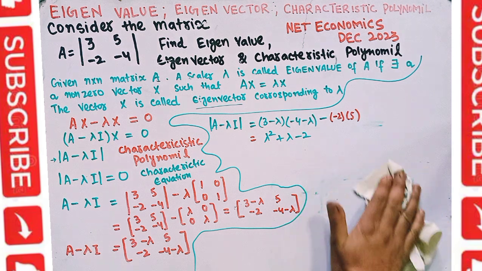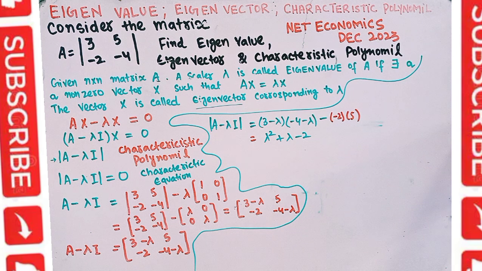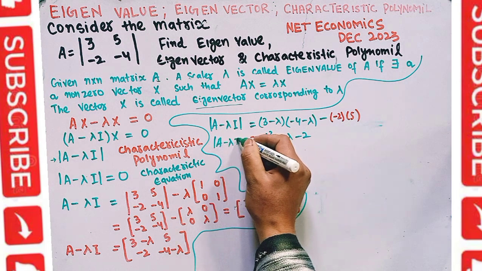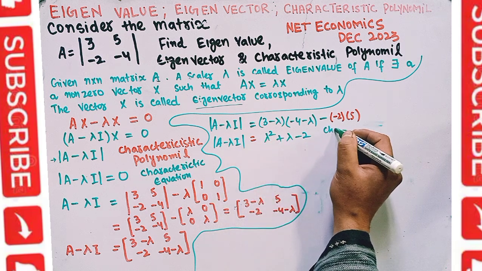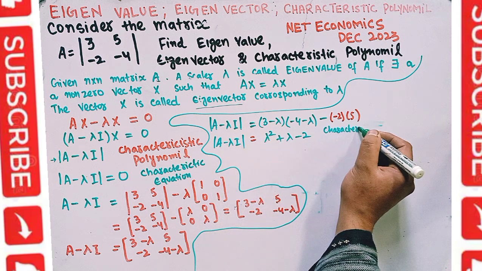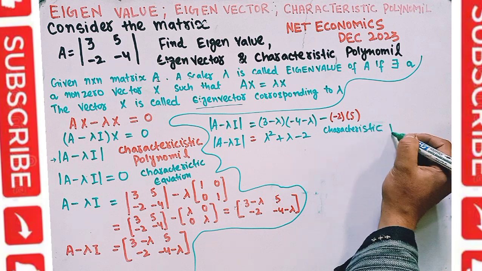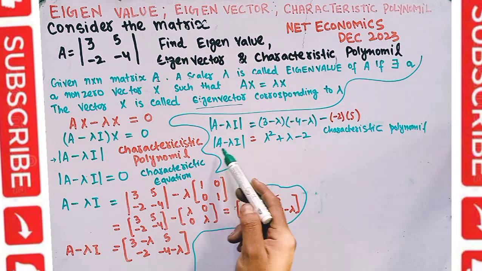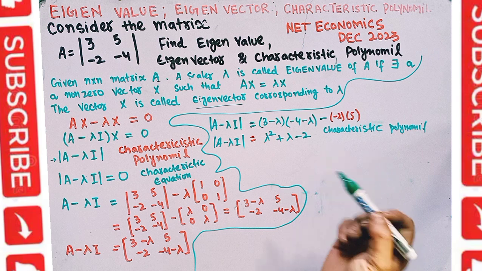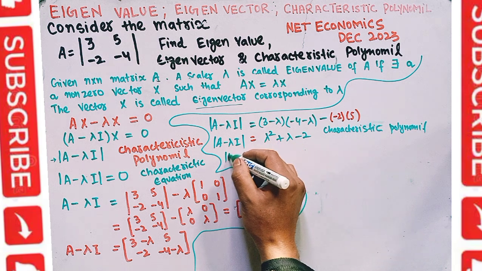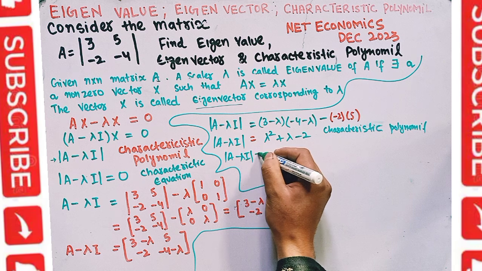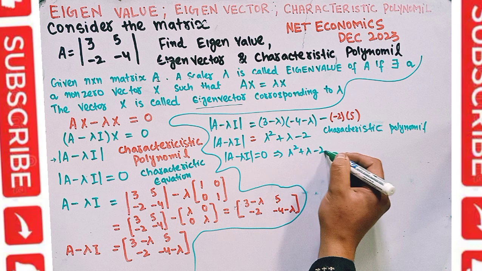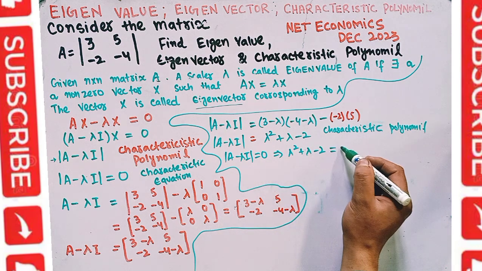This is what we call the characteristic polynomial. Now when we set this characteristic polynomial equal to 0, we get the characteristic equation. That means when we set A minus lambda I equal to 0, which implies lambda square plus lambda minus 2 equals 0, this is called the characteristic equation.